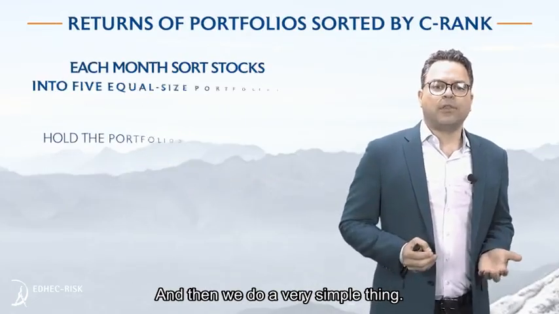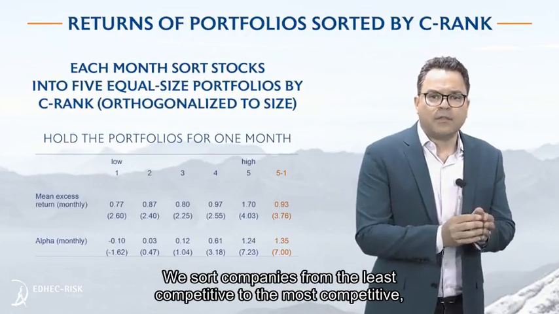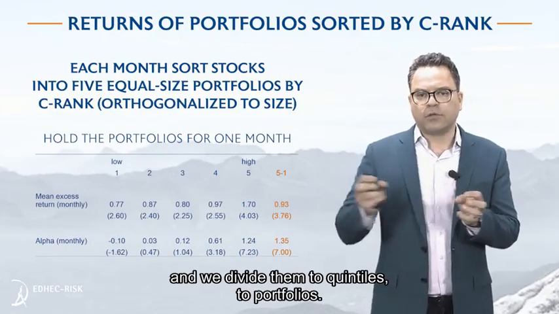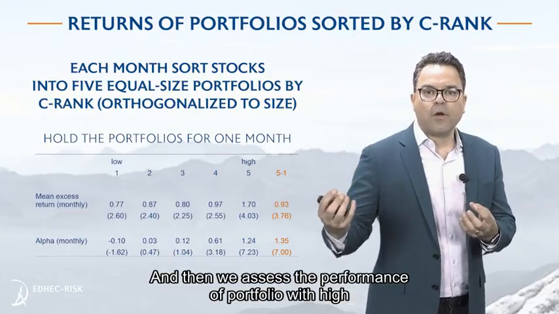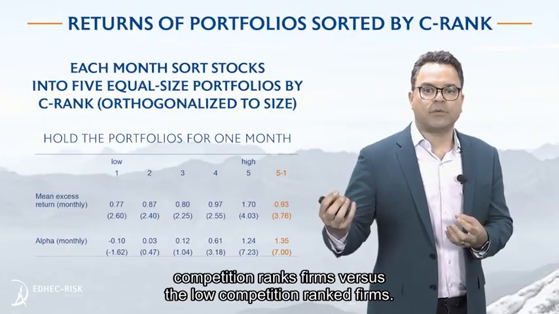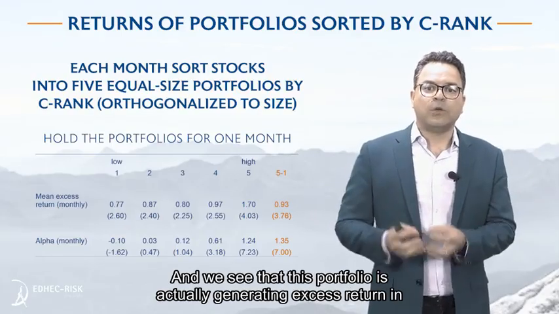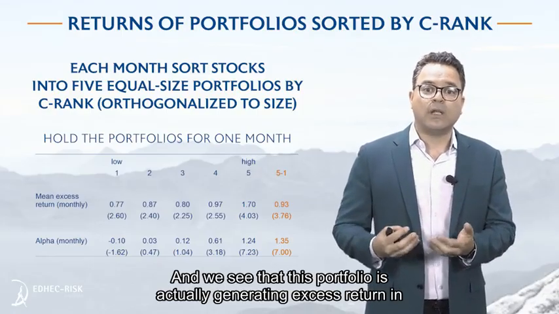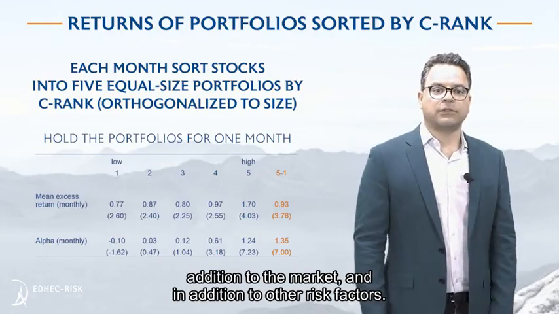And then we do a very simple thing. We sort companies from the least competitive to the most competitive, and we divide them into quintiles, into portfolios. And then we assess the performance of the portfolio with high competition rank firms versus the low competition rank firms. And we see that this portfolio is actually generating excess return in addition to the market and in addition to other risk factors.